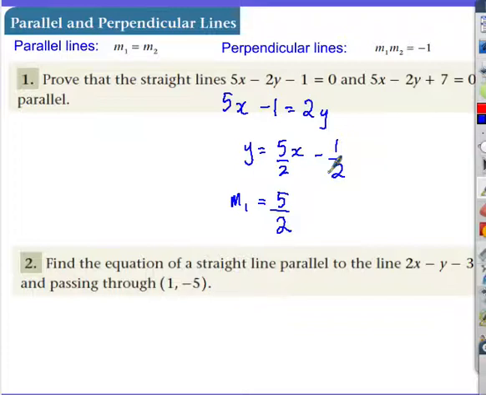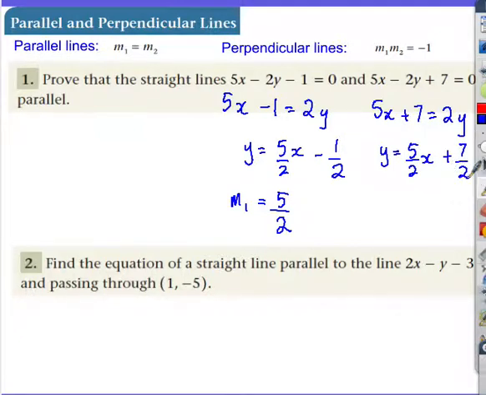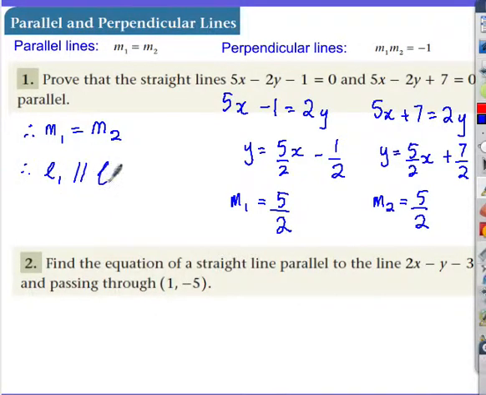So similarly, you can do the same thing for this second line. You can move the 2y over to the other side and then divide everything by 2. And you can see there m2 is the same as m1. So therefore m1 equals m2. Therefore line 1 is parallel to line 2.